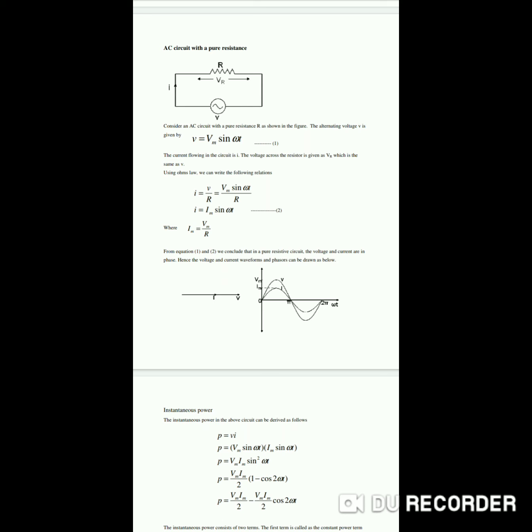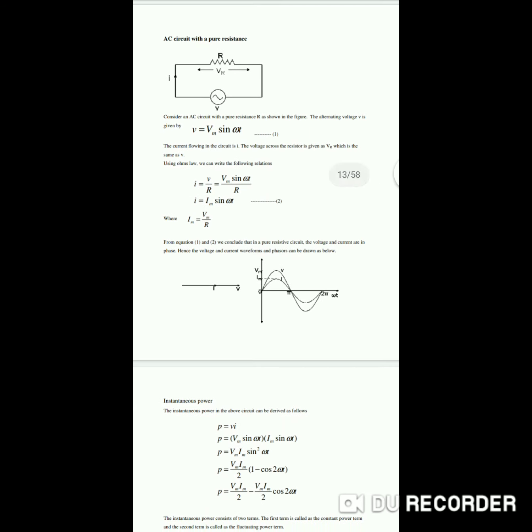You can see there the R is connected, and the supply voltage is given by V is equal to Vm sin omega t. I'll write this as equation number 1. The current flowing in the circuit is I. You can see in the diagram I is flowing through the resistance. You can use Ohm's law to find the current. So I is equal to V by R. V is Vm sin omega t divided by R. Hence I is equal to Im sin omega t.